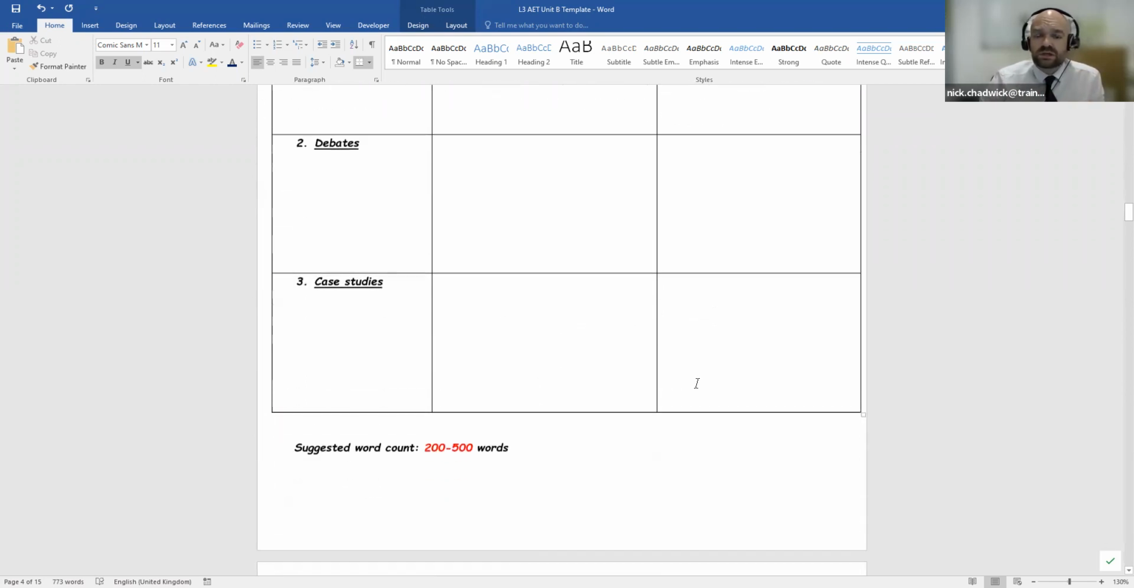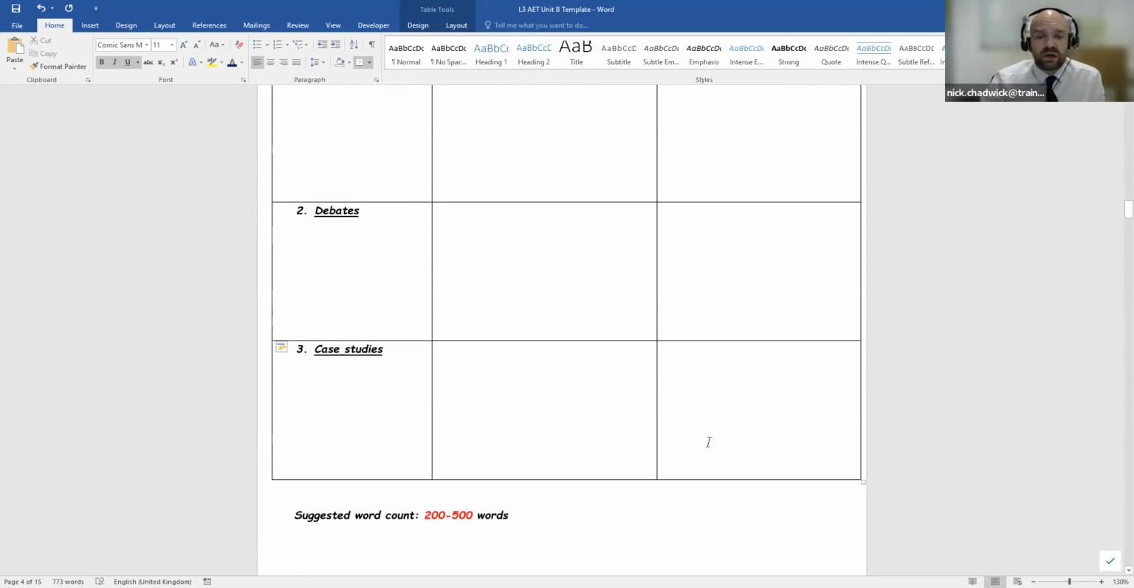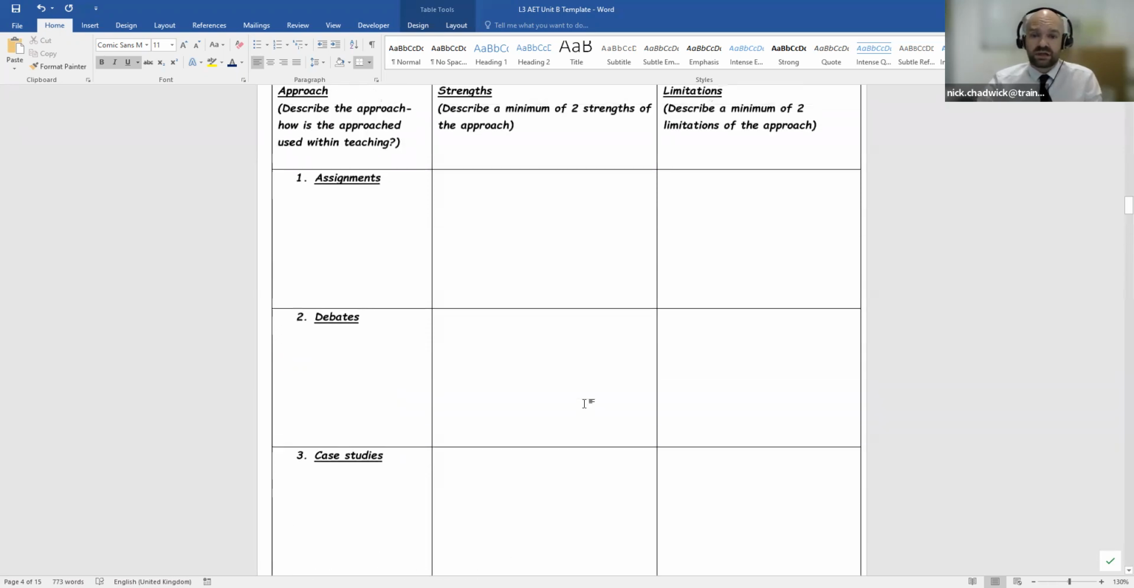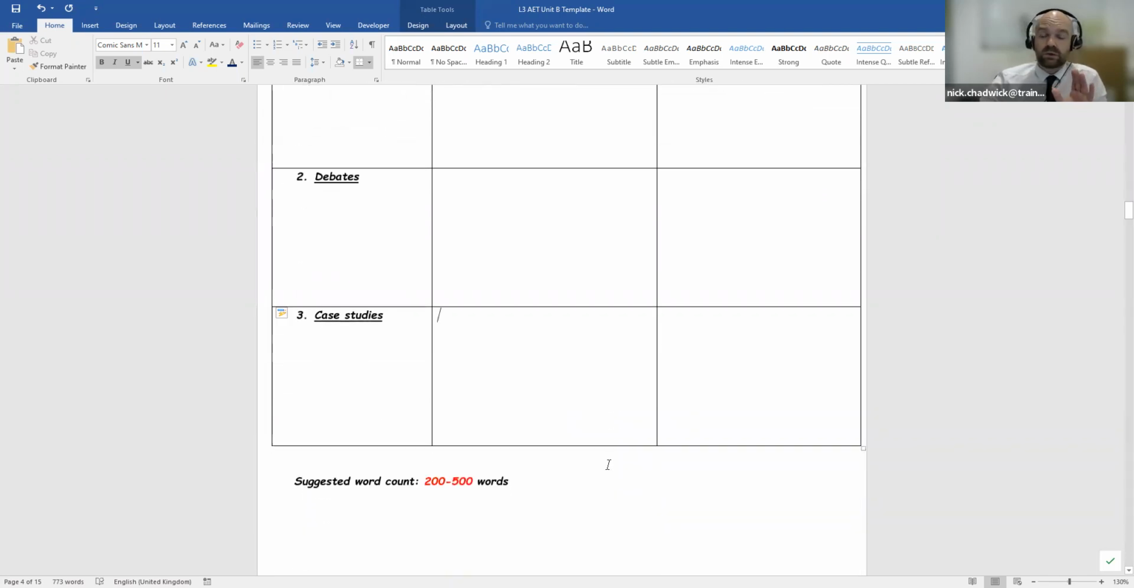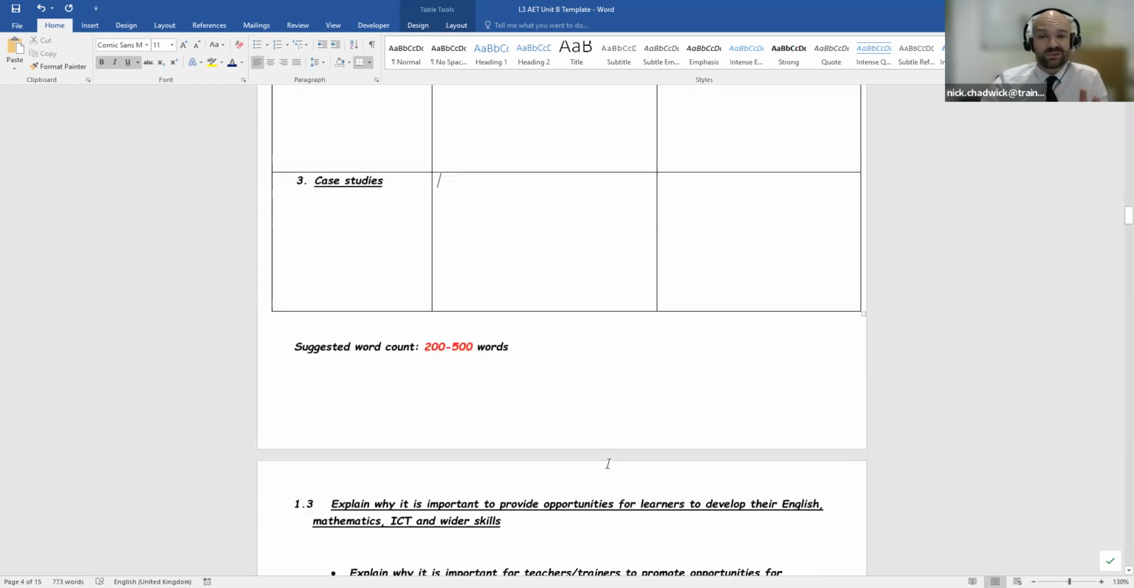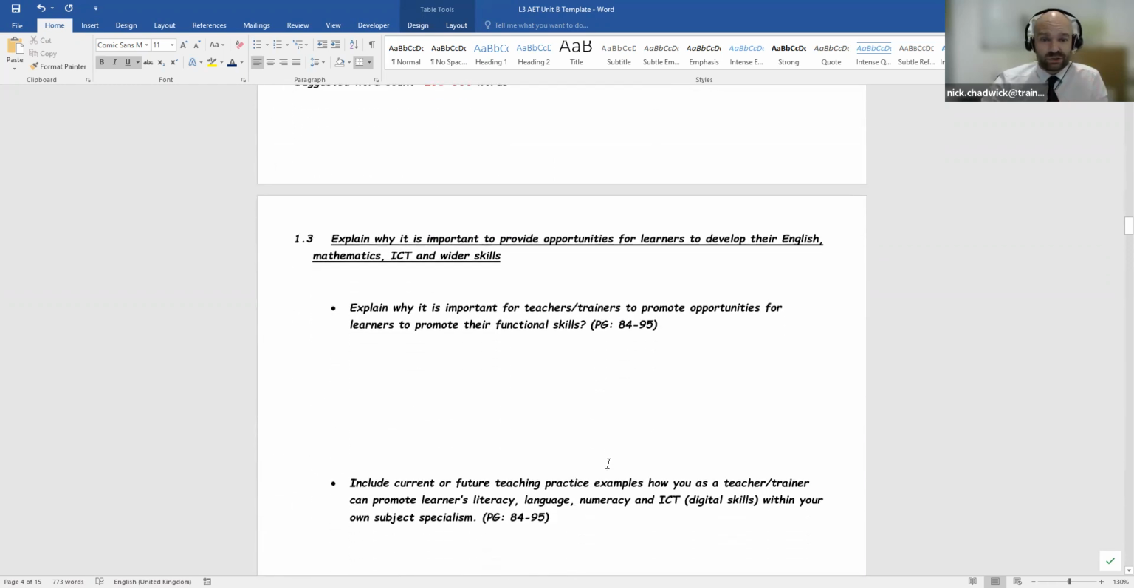So quite a nice and straightforward criteria to complete here. And once again, the suggested word count is anywhere between 200 to 500 words. You may find yourself going over that criteria, that suggested word count, and don't be alarmed by that if you do as well. Okay, so hopefully we are getting well into assignment B on inclusion.